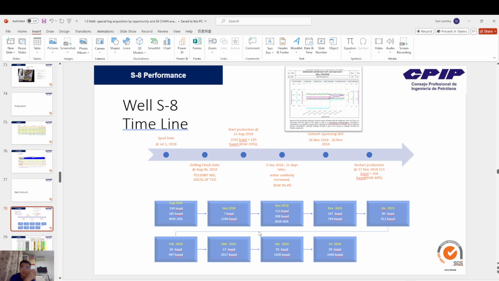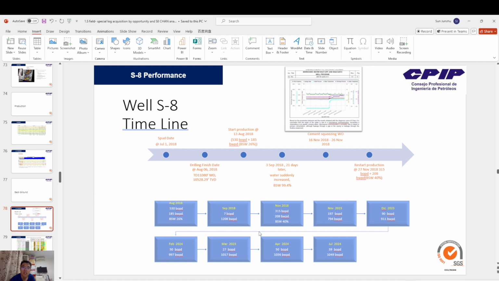Background. S8 spudded on July 1st, 2018. Drilling finished on August 6, 2018 with MD total depth 11,080 feet. Start production from August 13, 2018 with 500 barrels per day and BSW 26%.